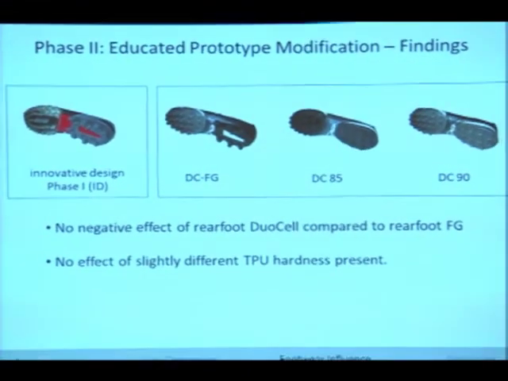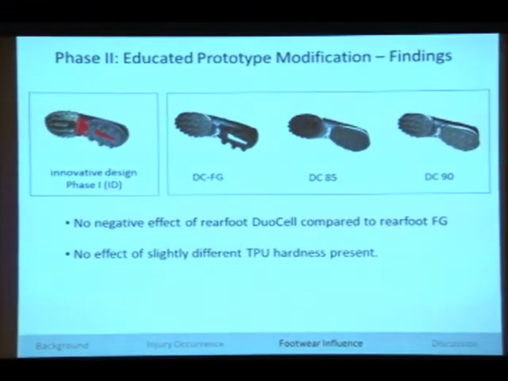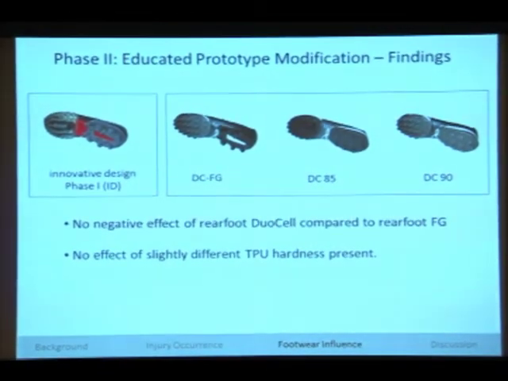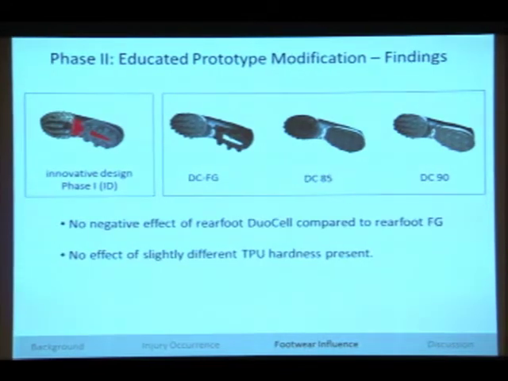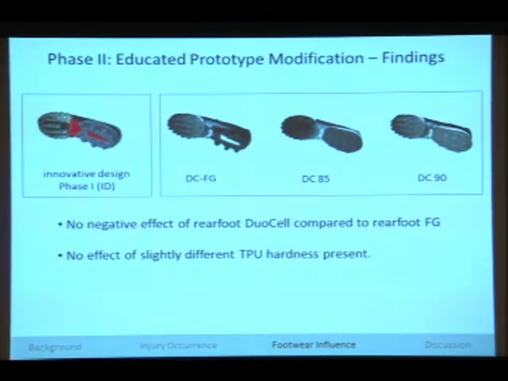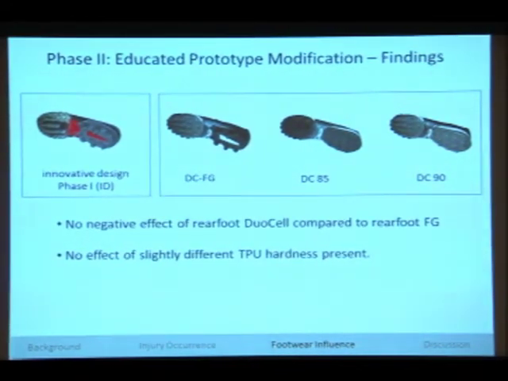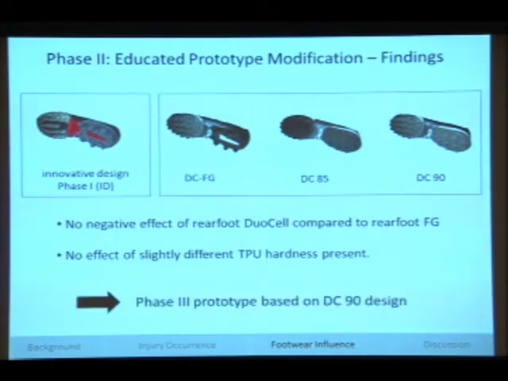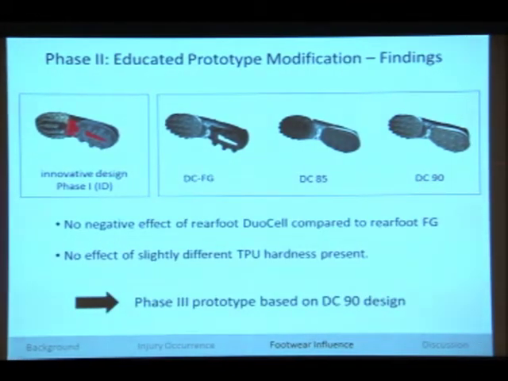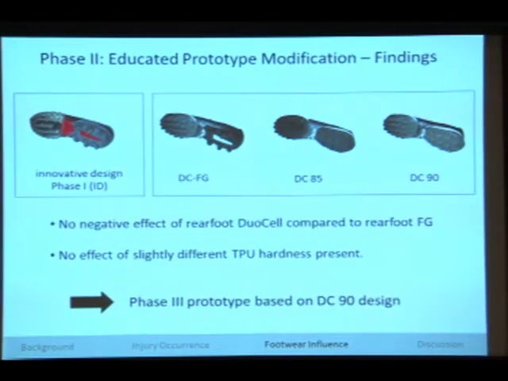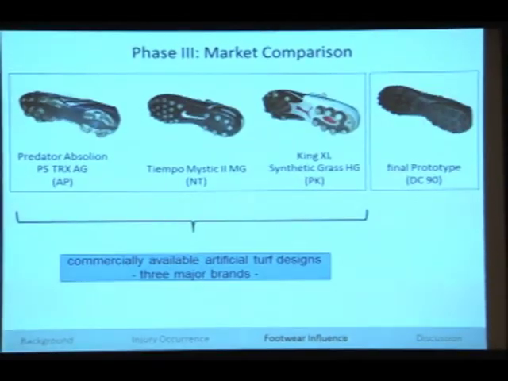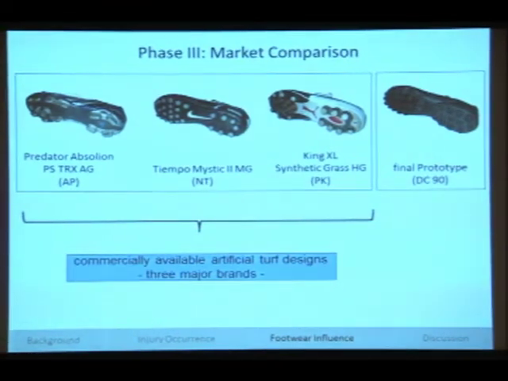So, we found no negative effect of rear foot dual cell compared to rear foot firm ground, and no big effect of the slightly different TPU hardness that we had here. Nevertheless, we need to make a decision, and that's why we made a decision. We go with the descriptive statistics and pick this one for the third round. And this was then the market comparison.